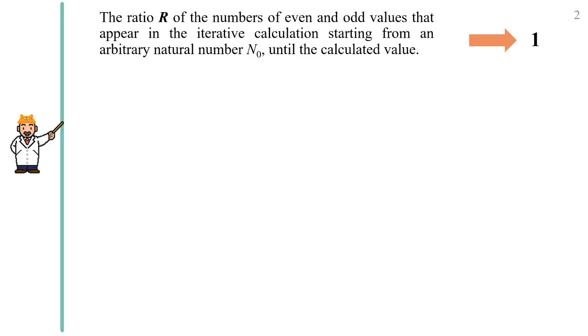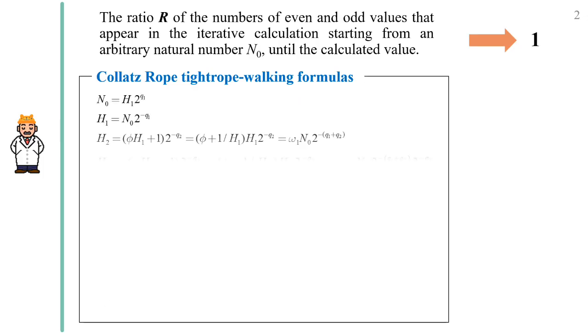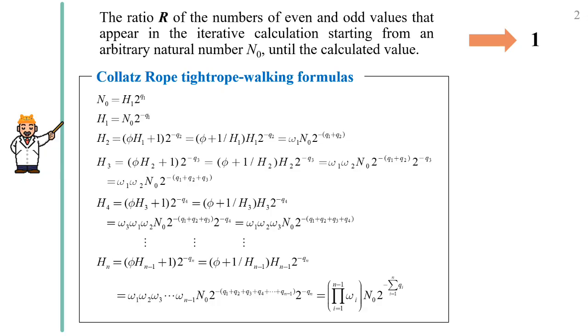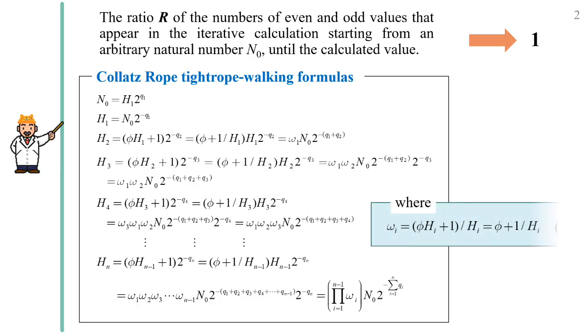Therefore, in this video, we rewrite the previously derived Collatz Rope tightrope walking formula in a form that does not include n-1 in the power of 2. These formulas are given as follows. Here, the symbol omega sub I represents the TW formula divided by the odd number h sub I belonging to that Collatz rope.